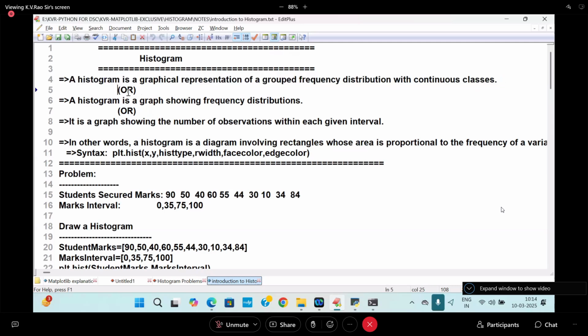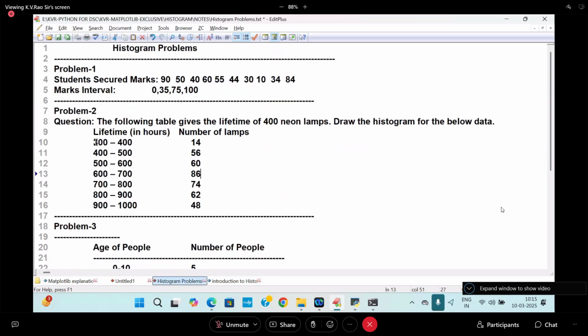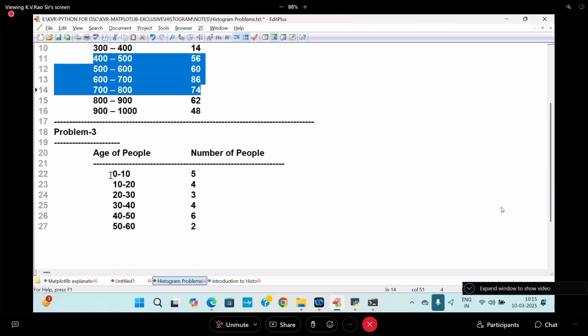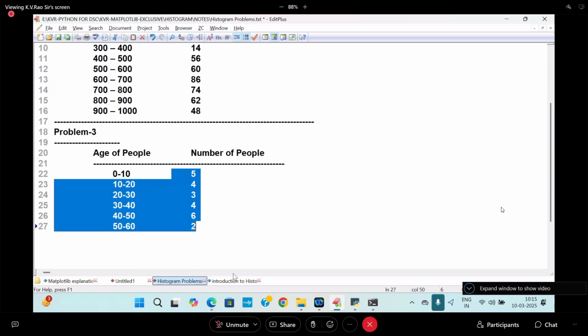A histogram is a graph showing frequency distributions. For 0 to 10 years, what will be the number of people? As we said here, in the 300 to 400 interval, 14 lamps are working. For the 400 to 500 interval, this one will be coming. In all these points, if you observe, there is an interval and then a frequency.